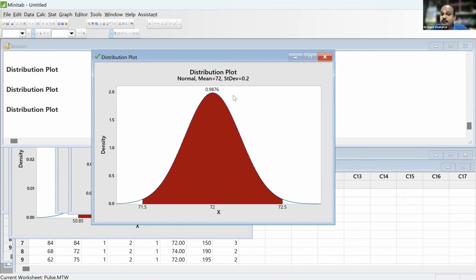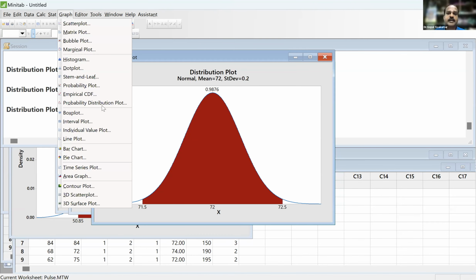And you can make changes if you are not happy with this kind of inference. You can make changes. Try to improve the process. Ask your team to improve till they really come to the expected level. Let me show you something. Graph, probability distribution plot, view probability.